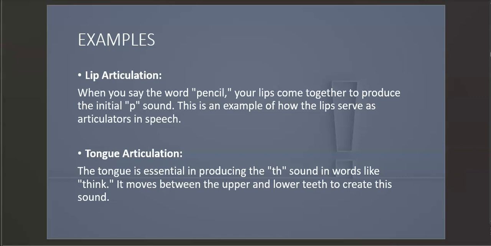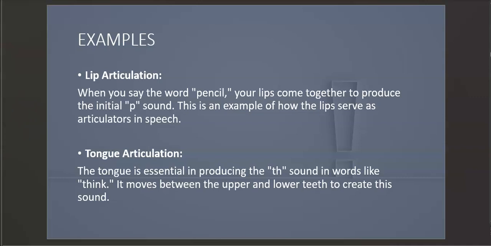So I talked about speech articulators being the movable speech organs, and one example was the teeth, another one was the lips, another one was the soft and hard palates, okay, and other examples of articulators. So I'm giving an example here of the word pencil. When you say the word pencil, the first sound, the first letter P, the P sound, you notice that your lips move together. Your lips serve as articulators in speech because they come together to produce this initial sound P, okay, to form the word pencil. So that is one example of the lip articulation.